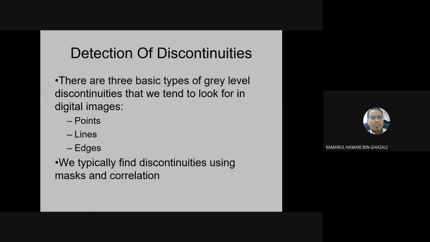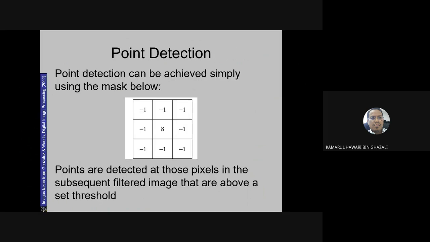There are three basic types of gray level discontinuities that we tend to look for in a digital image: points, lines, and edges. We typically find discontinuities using a mask. Discontinuities matter because we are now talking about segmentation. In order to do segmentation, we have to understand these 3 discontinuities.